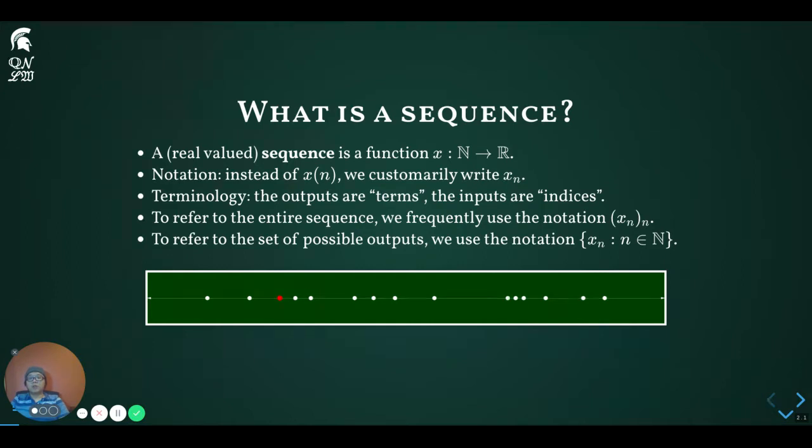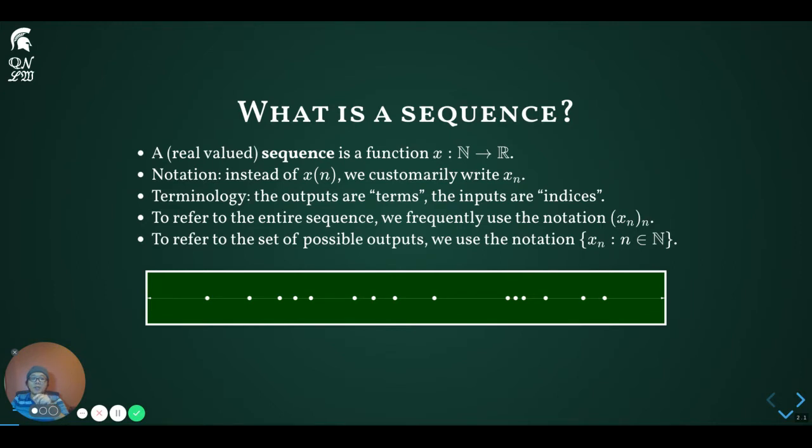Customarily, when we need to speak of the entire sequence, instead of one of its terms, we frequently use the notation where we put x sub n between a pair of parentheses with an exterior subscript n. The exterior subscript n tells us that in the sequence, the variable n should be considered as the index. This is a useful reminder in situations where there are multiple variable names that appear in the expression inside of the parentheses.